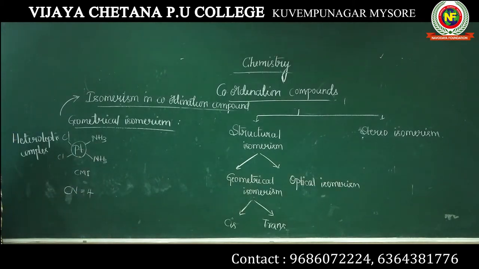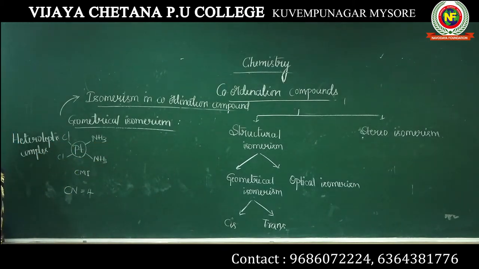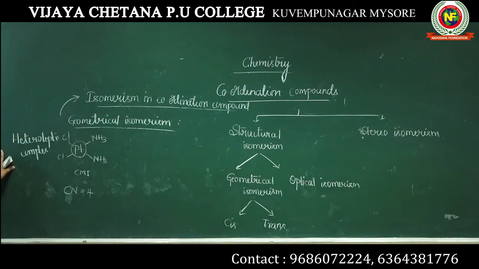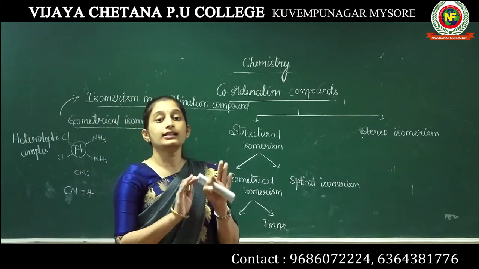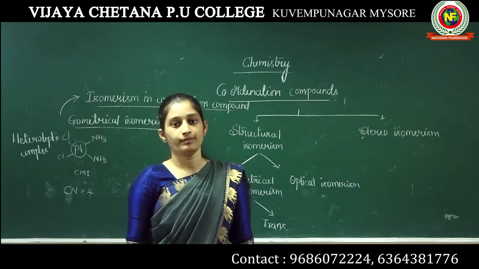But are all 4 ligands the same? No. 2 ligands are chlorine and 2 ligands are ammonia. It's an example of a heteroleptic complex. Heteroleptic means more than one type of ligand. Geometrical isomerism we always observe in heteroleptic complexes but not in homoleptic complexes.